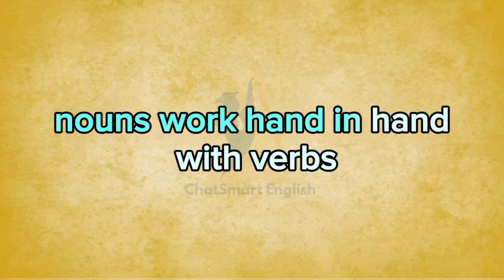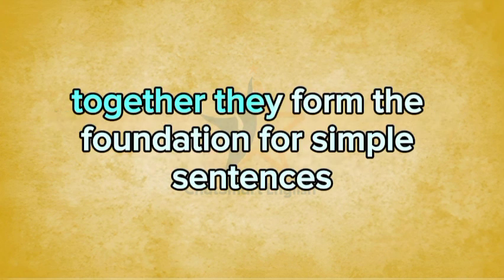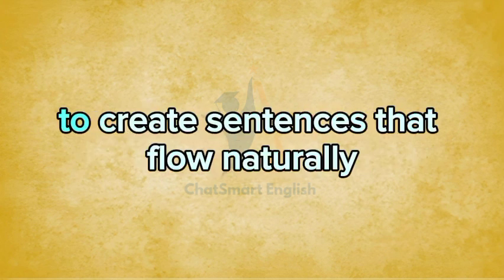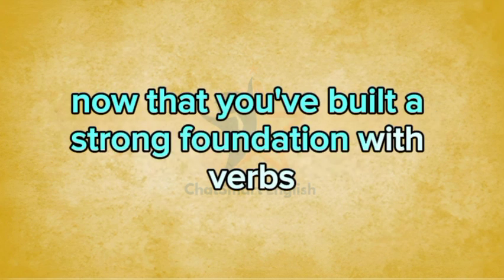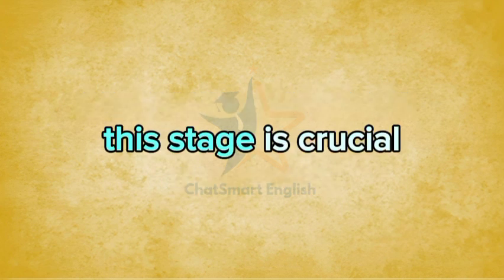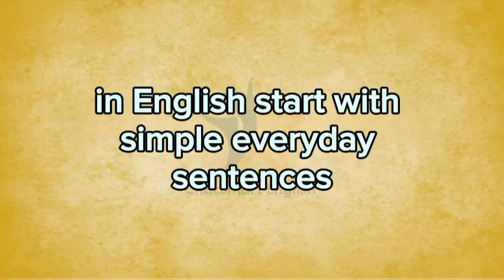Nouns work hand in hand with verbs. Together, they form the foundation for simple sentences. Speaking of which, in the next section, we'll take this to the next level, combining verbs and nouns to create sentences that flow naturally. Now that you've built a strong foundation with verbs and nouns, it's time to combine them into sentences. This stage is crucial for developing the flow of your thoughts in English.